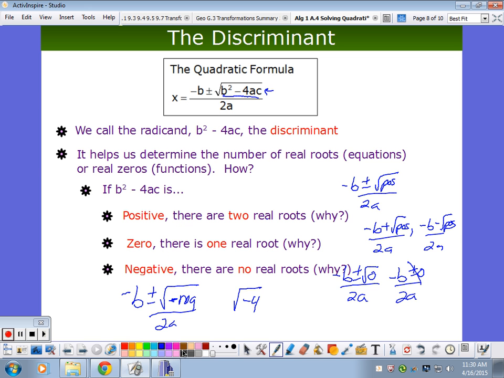Does that make sense? So, if you know b squared minus 4ac is a positive number, you have 2 solutions. If b squared minus 4ac is 0, you have 1 solution. And if b squared minus 4ac is a negative number, there are no real solutions. Yes, because if this is for ax squared plus bx plus c, it's 2 or fewer solutions, right?